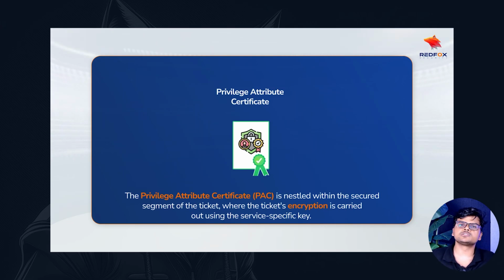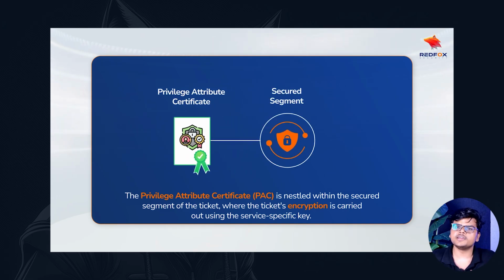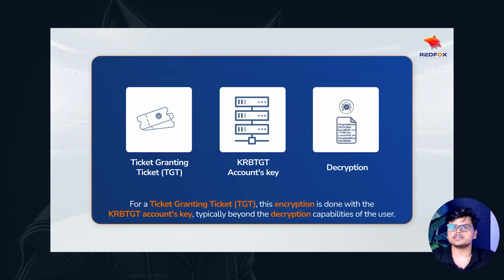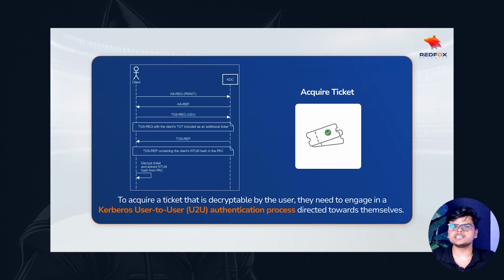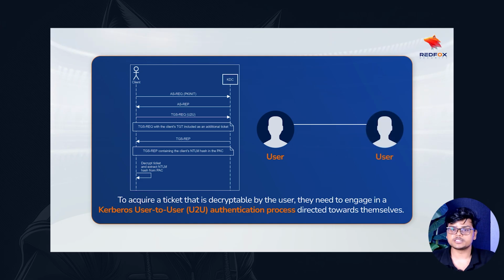The privilege attribute certificate is nested within the secure segment of the ticket, where the ticket's encryption is carried out using the service specific key. For a ticket granting ticket, this encryption is done with the KRBTGT account's key, typically beyond the decryption capability of the user. To acquire a ticket that is decryptable by the user, they need to engage in a Kerberos user-to-user authentication process directly towards themselves.